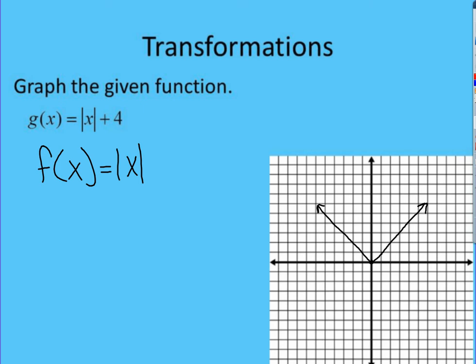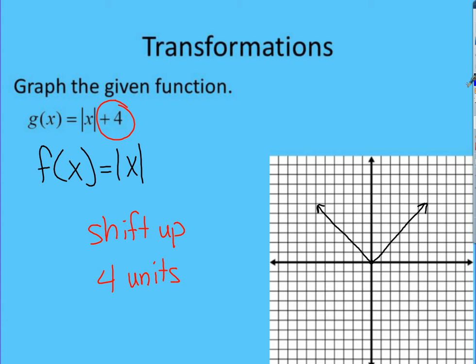Now this tells me I'm going to take my function, I'm going to add 4 to it. Since the 4 is outside of the absolute value function, it's not attached to the x directly. It means I'm talking about the whole function or the y value. So you're shifting the y. Y is up and down. So this is going to tell me to shift up 4 units.